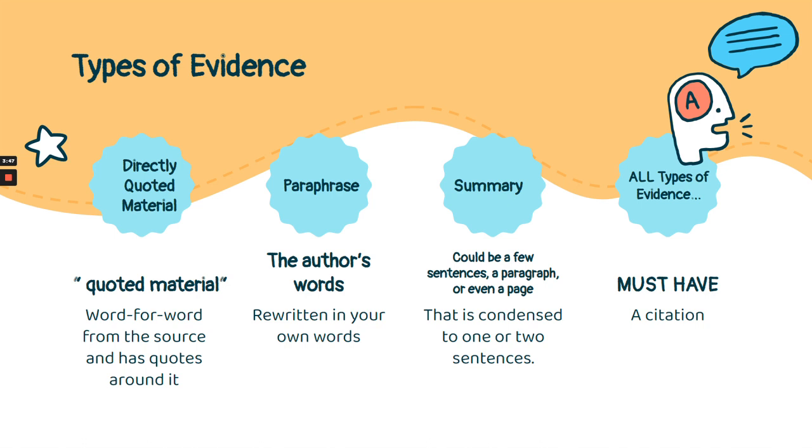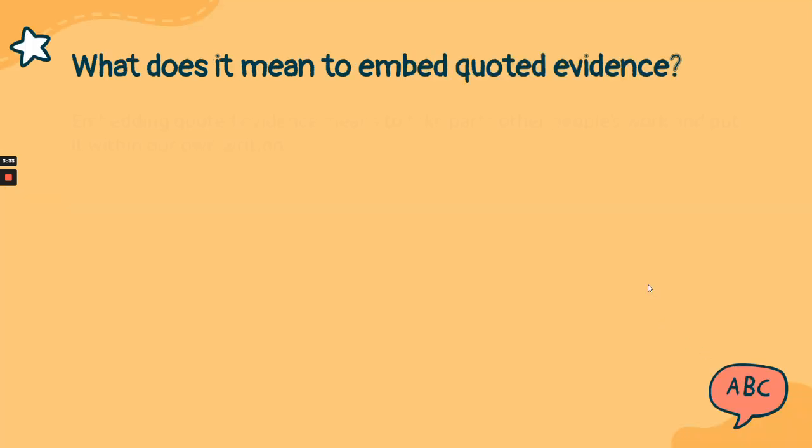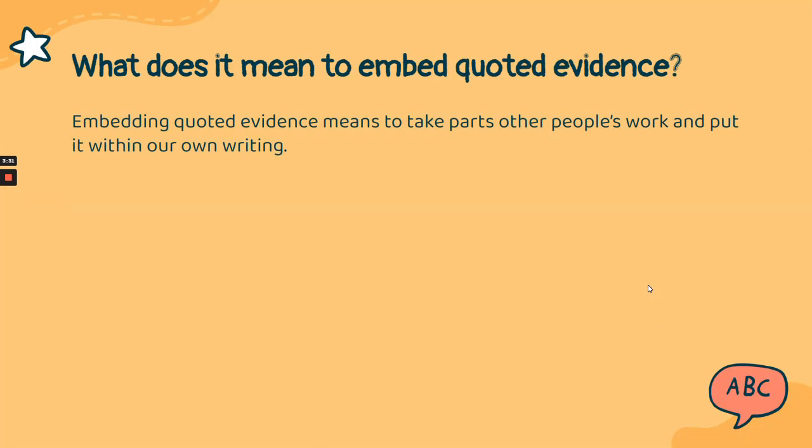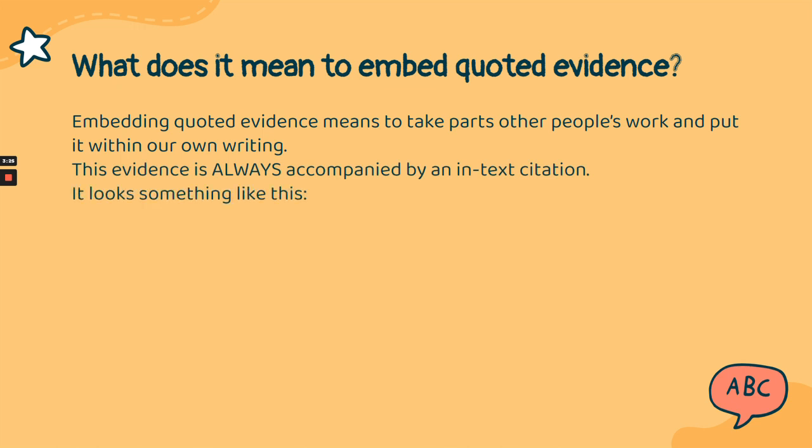sentences. Regardless of the evidence that you use, all types of evidence must have a citation because it is not your work. You are quoting, you're paraphrasing, you're summarizing somebody else's thoughts, ideas, research, and you need to give credit where credit is due. So what does it mean to embed evidence? This means taking other people's work and putting it in your own writing. It is always accompanied by an in-text citation.